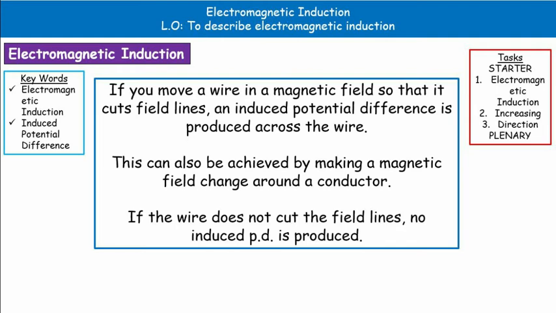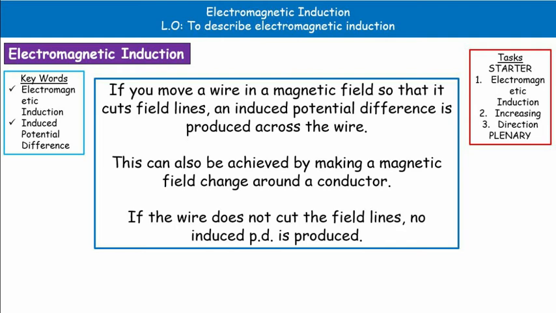If we then have a piece of wire that we just move within a magnetic field, then assuming it's cutting those field lines, so it's moving across those field lines and cutting them, then what we're going to end up doing is inducing a potential difference across the wire itself. So I'm talking about a piece of wire that's not connected onto any kind of power supply at all. If we have just a piece of wire and we move it through the magnetic field so it cuts the field lines, we are going to induce a potential difference across that wire.